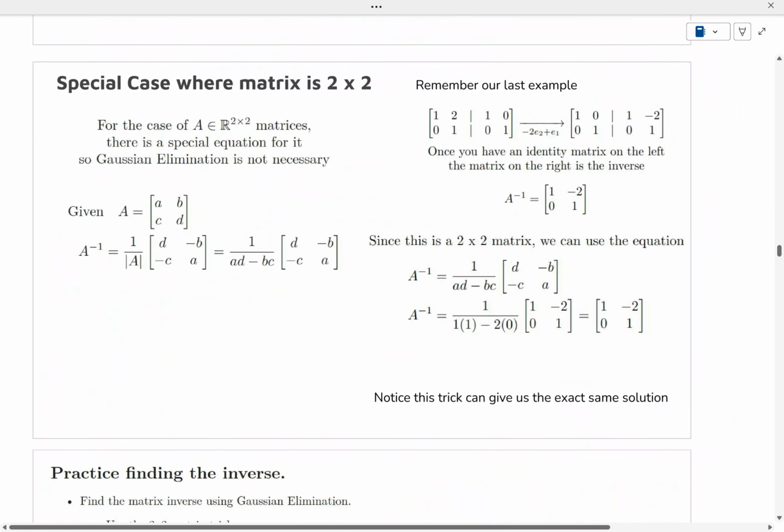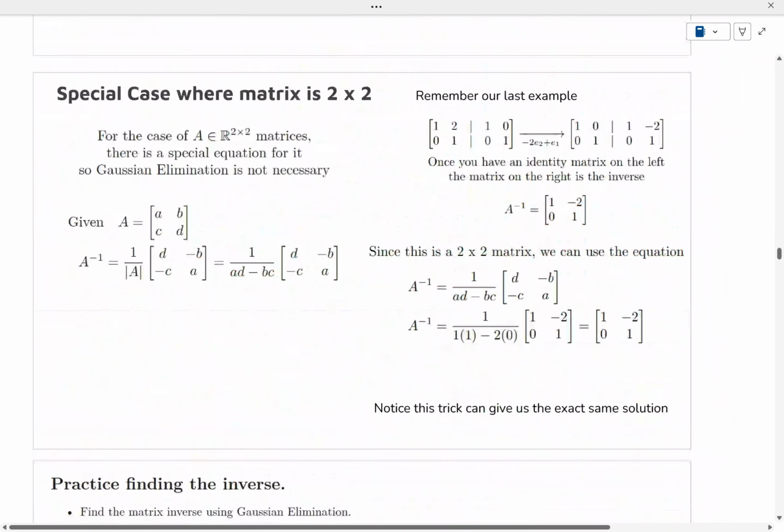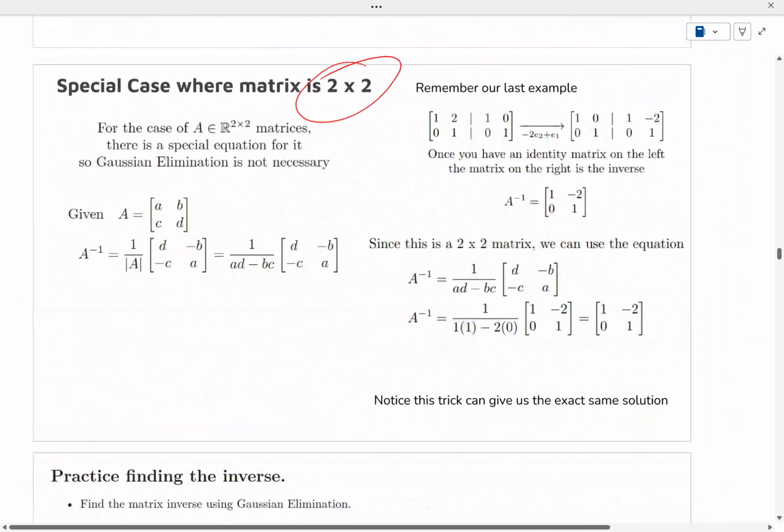Right, so how do we find the inverse? Previously, I showed you that we can use Gaussian elimination. However, for the case of a 2x2 matrix, there's a quicker way, so you don't have to do Gaussian elimination.